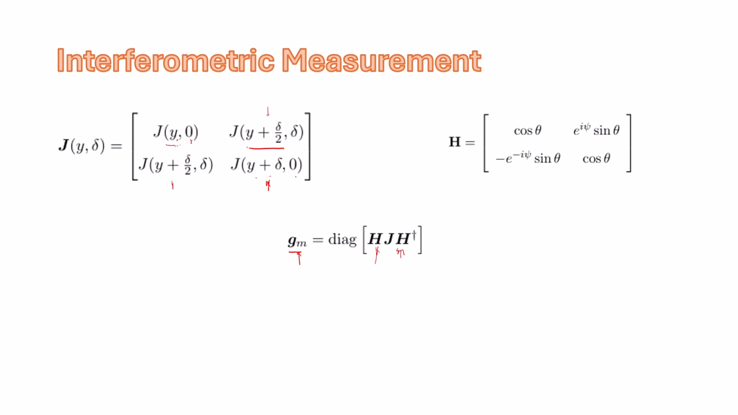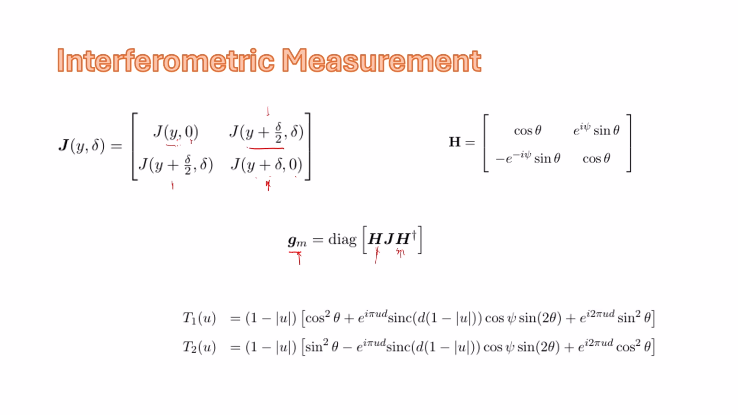Now, G has two output ports, so there are two transfer functions. And if we go through the math and derive what they look like, this is it. You recall that the transfer function for J in one dimension is basically one minus the magnitude of U, times the sinc. Now, because of these mixture terms, we've created a somewhat more complicated version of that transfer function. But this is our transfer function between each of the modes of the interferometer.